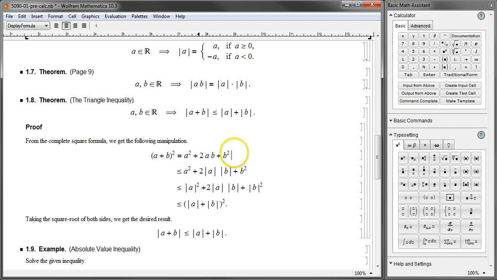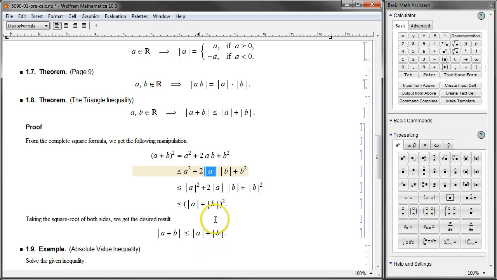First, we begin with a complete square formula. A plus b total quantity squared is a squared plus 2ab plus b squared. And then let's make this observation. A is less than or equal to absolute value of A, right? Yes, that's true.